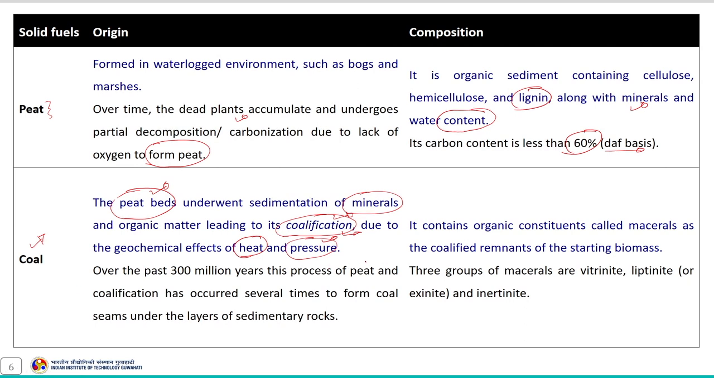This process of peat formation and coalification has occurred several times to form coal seams under the layers of sedimentary rocks over the past several million years. This coal contains organic constituents called macerals, as coalified remnants of starting biomass materials. The three groups of macerals are vitrinite, liptinite and inertinite.